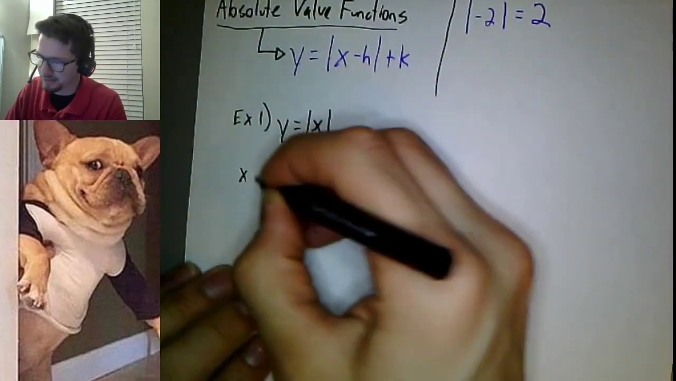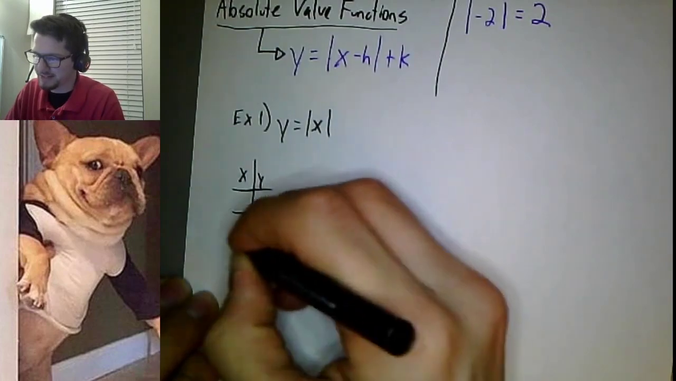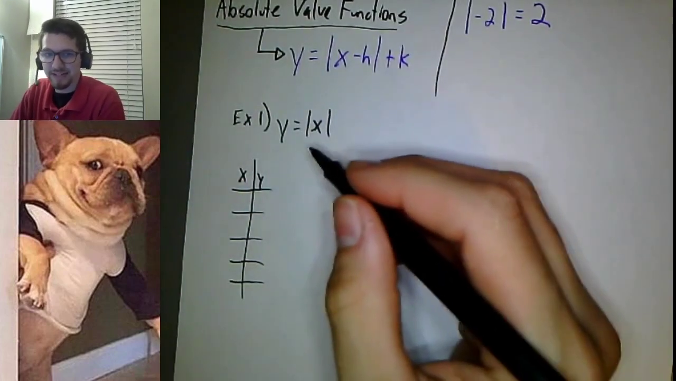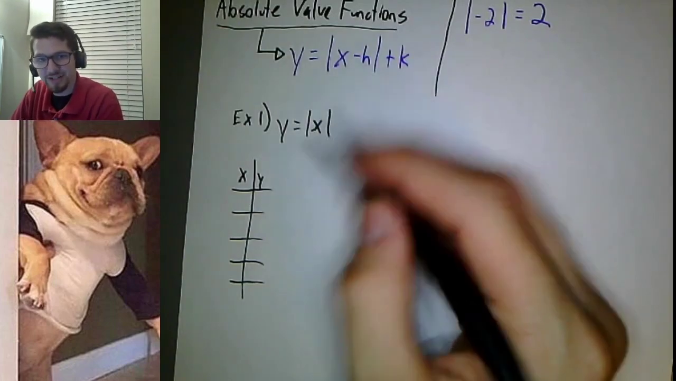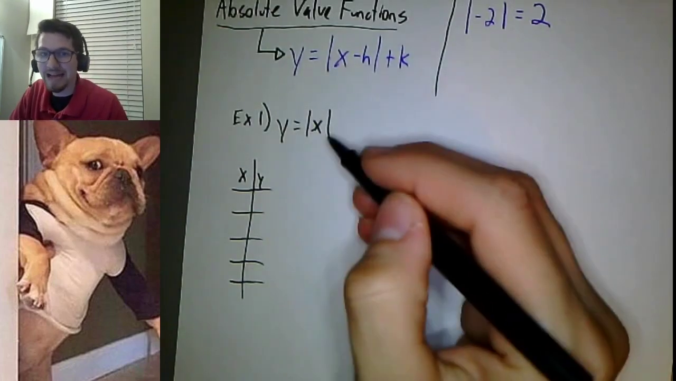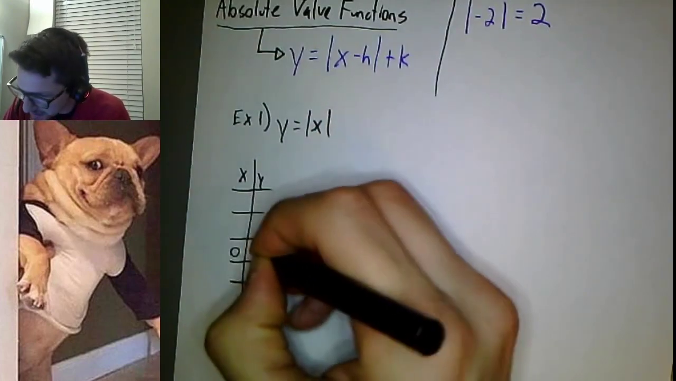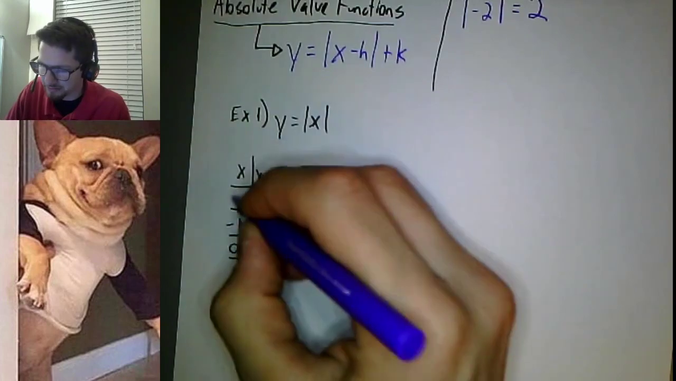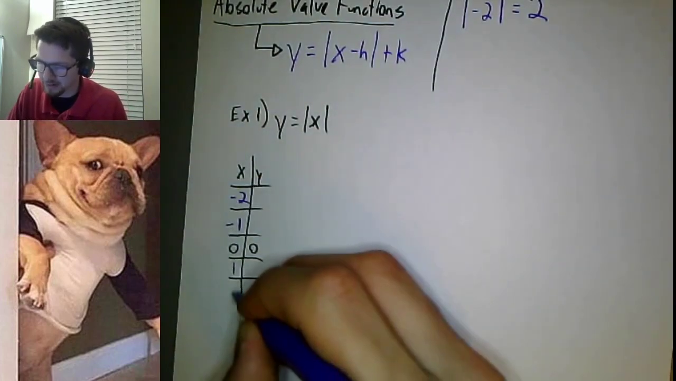If I do my little t-table, we're going back to the standard 4 lines. What is my vertex going to be? Well, what's my h? I don't have one. And what's my k? I don't have one, which means it's going to be 0, 0. This is going to be normal. Go down 1, and then go down 2. Go up 1, and then go up 2.